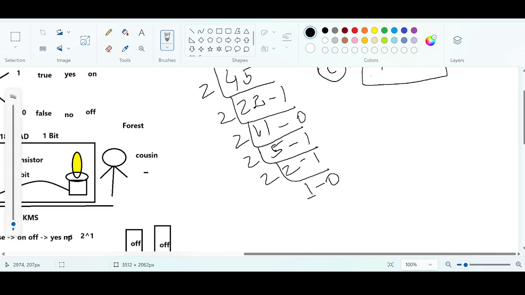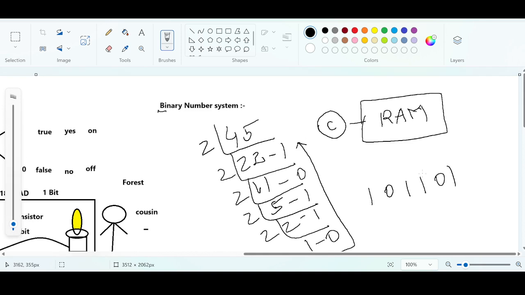So now you will rewrite it from bottom to top. What is the number? 1 0 1 1 0 1. So this conversion will convert the decimal number to the equivalent binary number. And this is of base 2, because a binary number gets represented with base 2. This will be stored inside the RAM.